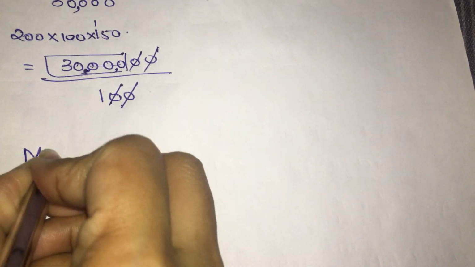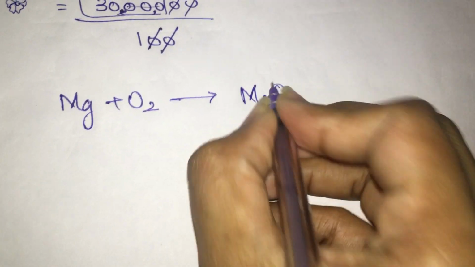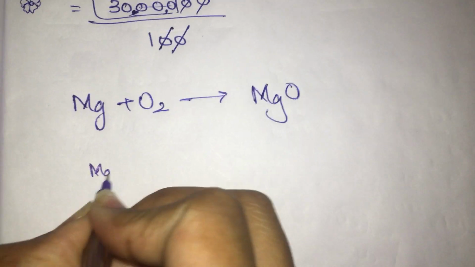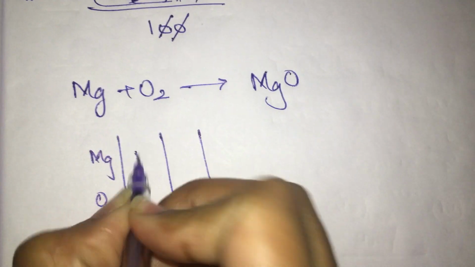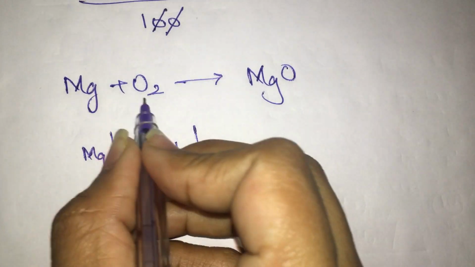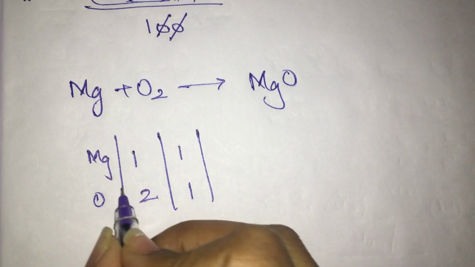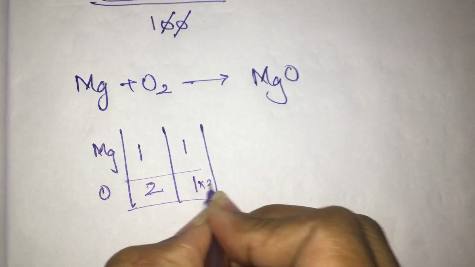Let me show you how to balance this equation. Mg usually exists like this. Mg plus O2, oxygen exists like this, gives rise to MgO. Okay, this is what we have seen. But let's do the balancing. Mg and O are the two chemicals that we have. Left hand side Mg is 1, right hand side Mg is 1. Oxygen is 2 here, oxygen is 1 here. So we need to balance the oxygen now.